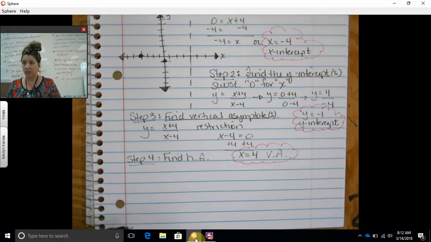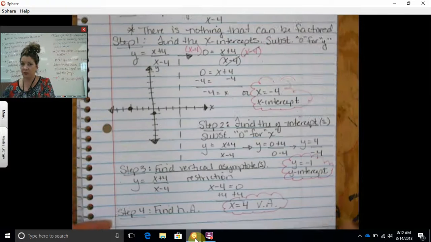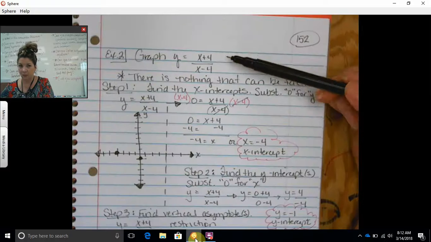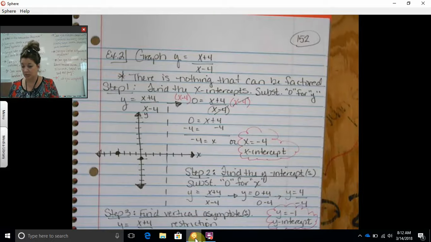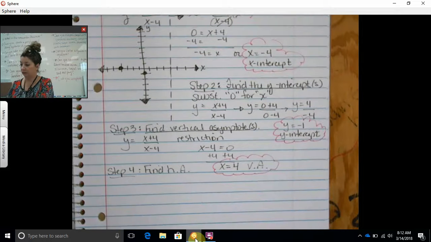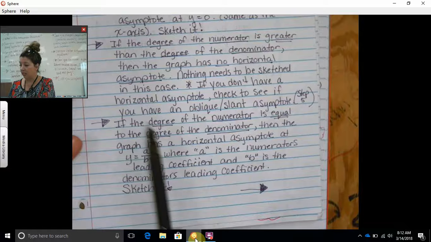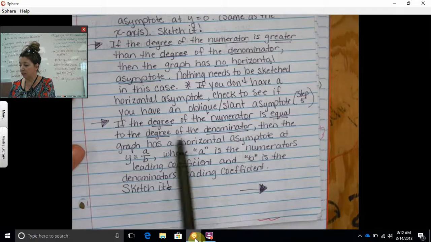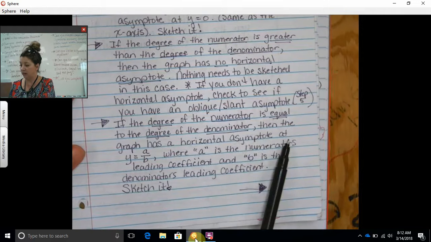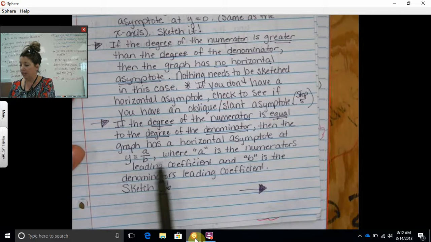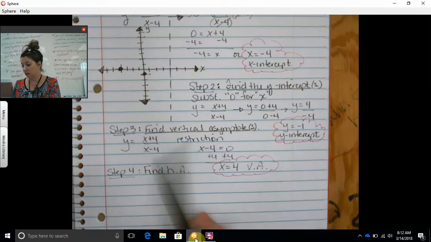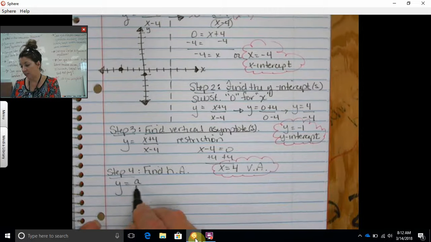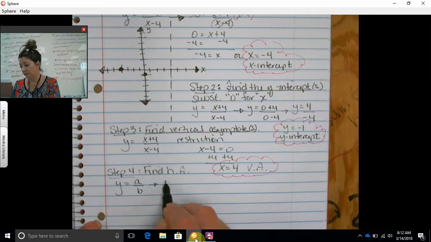Before we even read our directions, how many degrees does our numerator have? 1. How many does the denominator have? 1. So they're equal, right? It's going to be like the last time. If they're equal, that was the third arrow. If the degree of the numerator is equal to the degree of the denominator, then the graph has a horizontal asymptote at y equals a divided by b, where a is the numerator's leading coefficient and b is the denominator's leading coefficient.